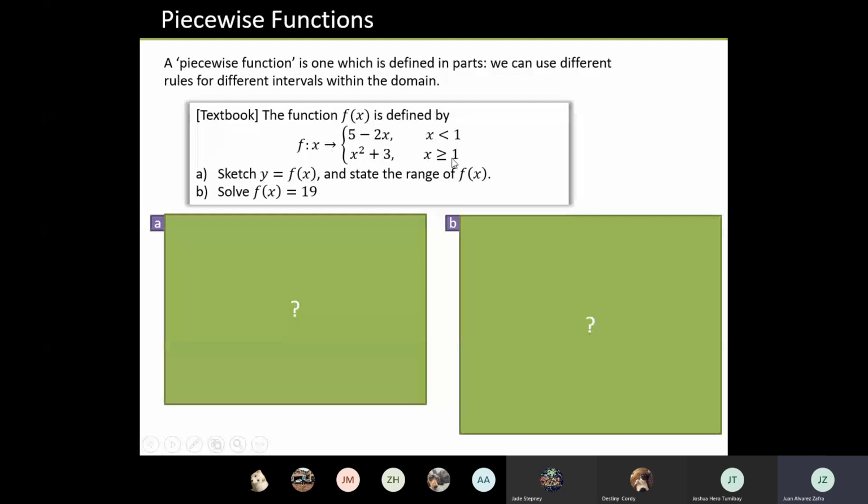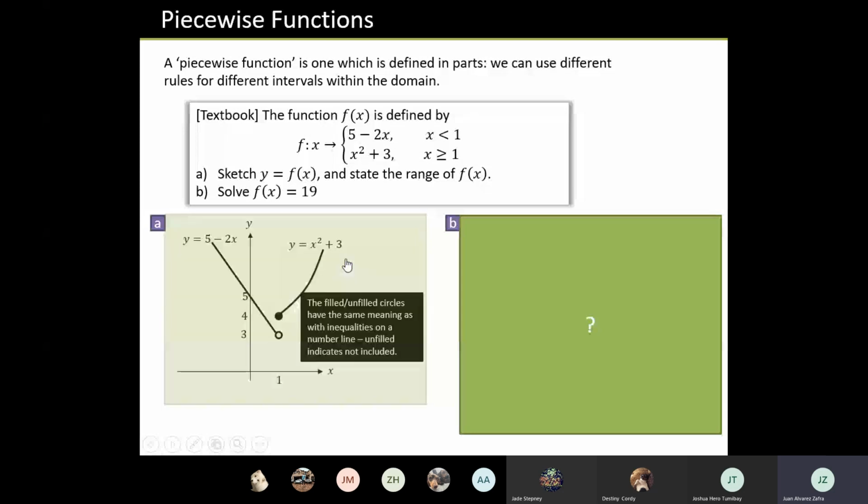So if we sketch it, we draw y equals x squared plus 3 for this part when x is greater than or equal to 1. And notice we use the filled in circle here to indicate the value 1 is being captured by this formula. And then the value 1 is not captured by this formula, so we put an empty circle for the line 5 minus 2x to indicate that I'm not going to use that formula for the value 1. But all the values to the left of it, we use the formula 5 minus 2x. Okay, so that's the sketch.